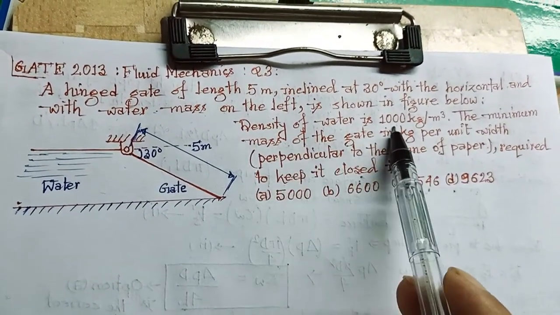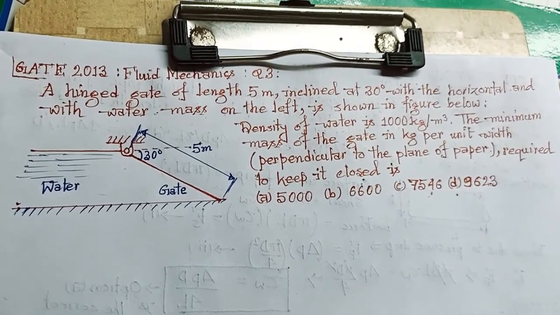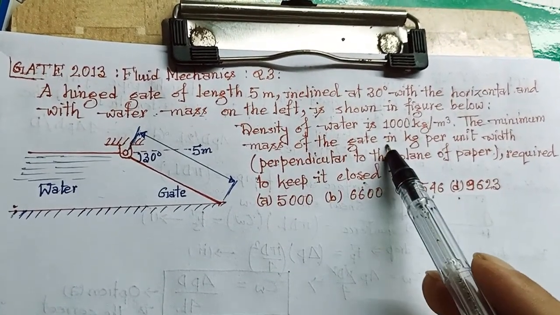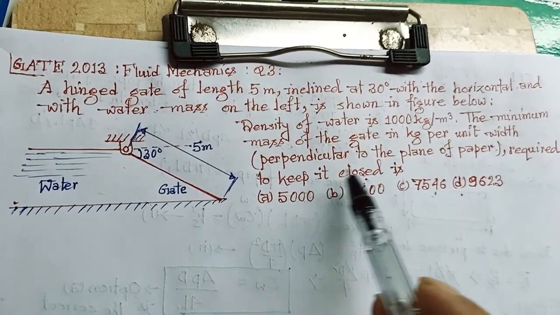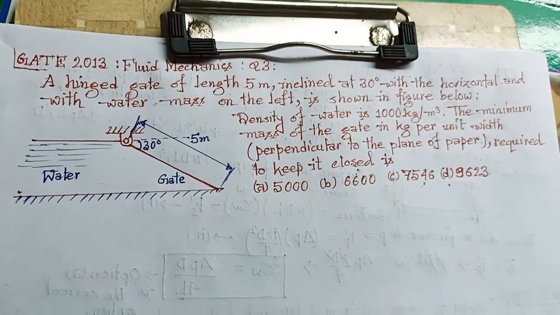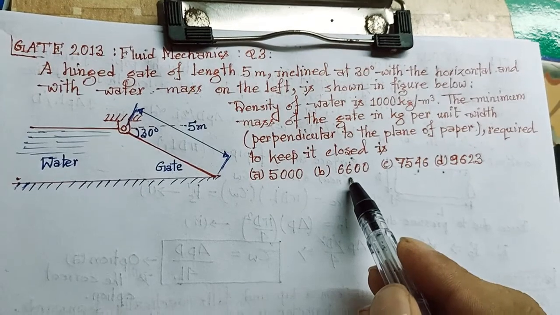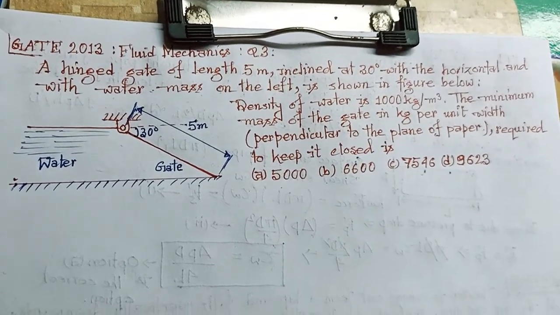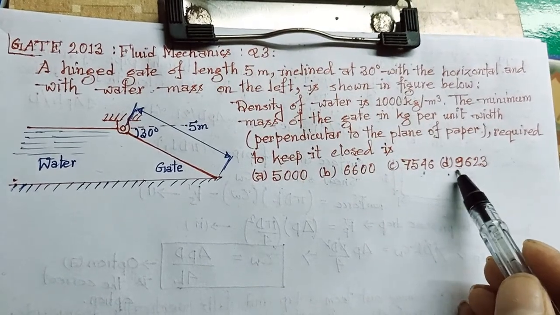Density of the water is 1000 kg per cubic meter. The minimum mass of the gate in kg per unit width perpendicular to the plane of the paper required to keep it closed is: option A 5000, option B 6600, option C 7546, option D 9623.